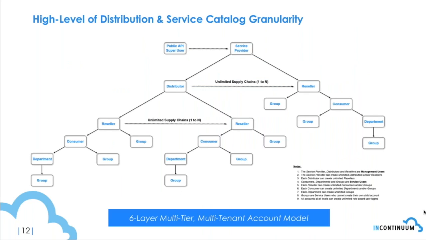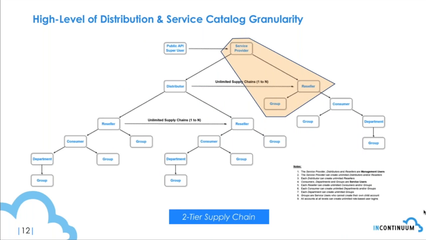We give you a high level of service catalog granularity and distribution of service with this model. It can be expanded horizontally as broad as you want to. So the 6-layer multi-tier model can be set up, for example, with a 2-tier supply chain, where in a B2B cloud, these would be separate companies doing multi-tier distribution of service objects with multiple levels of billing, invoicing, and payment collection. In a private cloud, of course, there'll be multiple levels of chargeback and showback.